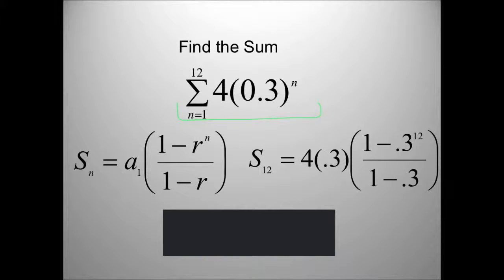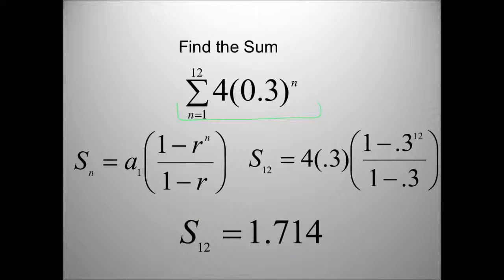So again, just to recap, our number being raised to the exponent, the 0.3, is our r value. The first term is found by taking this expression and raising it to the first power, and then n is found by identifying the number at the top of your sigma notation. So when we go ahead and calculate our sum, we get 1.714 as a sum of the first 12 terms.